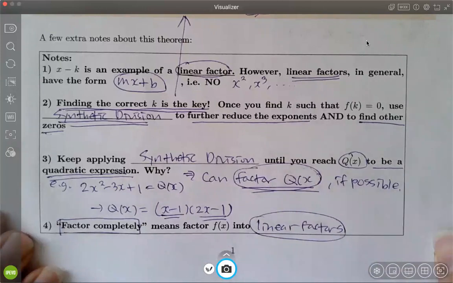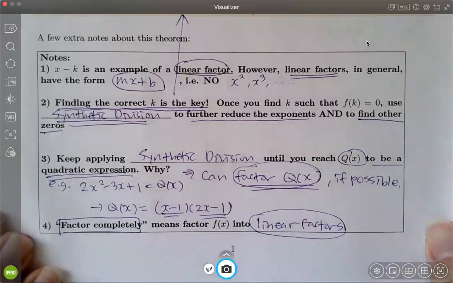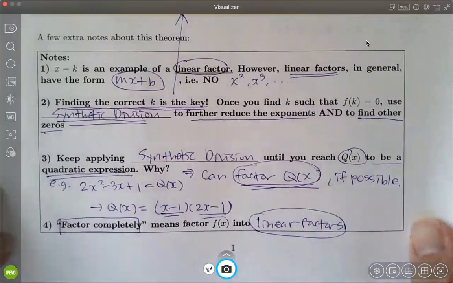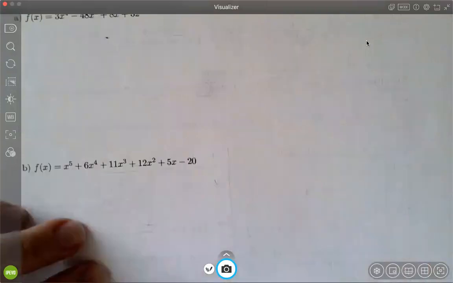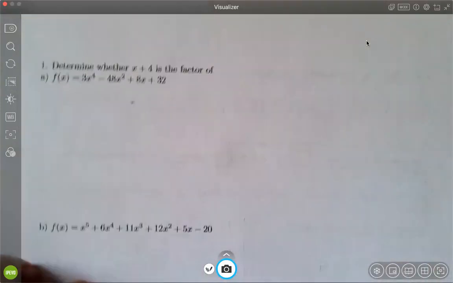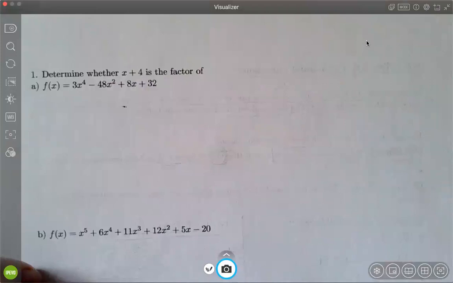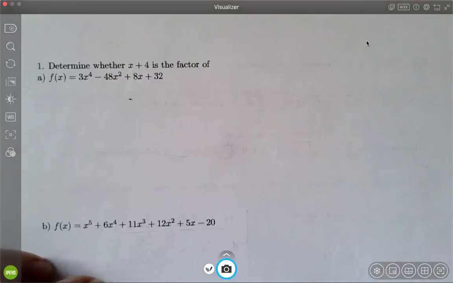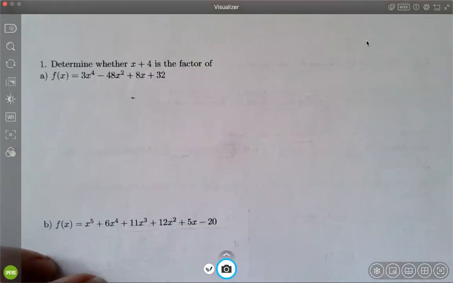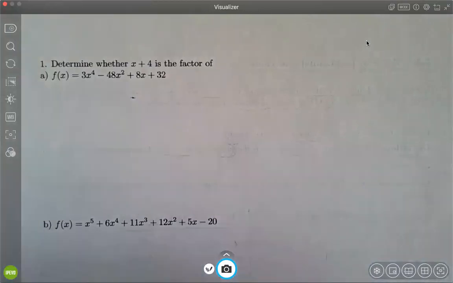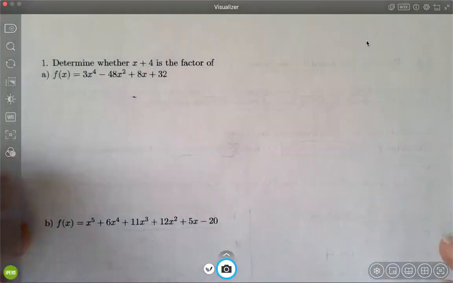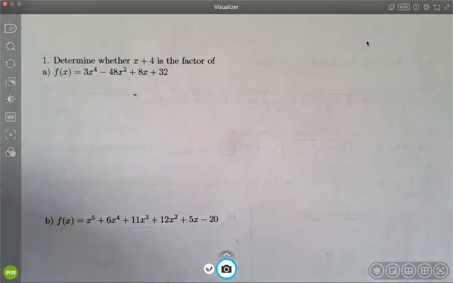Okay, so that's first page, and now I'll go to the second page. So first problem, determine whether x plus 4 is the factor of f of x. Okay, and you have two functions. Obviously the answer to each part is yes or no, because you have to ask whether x plus 4 is the factor or not.